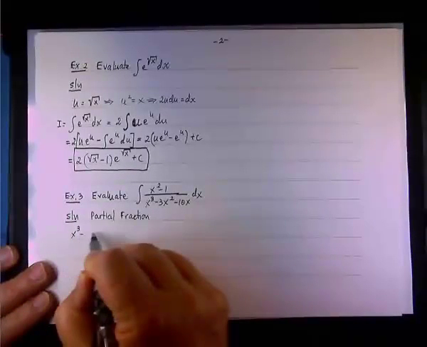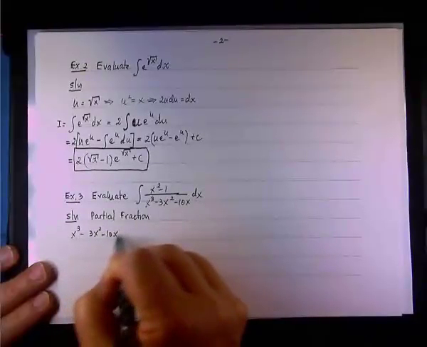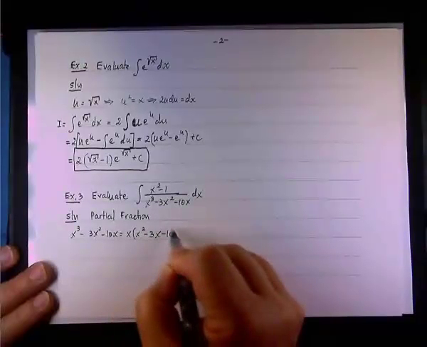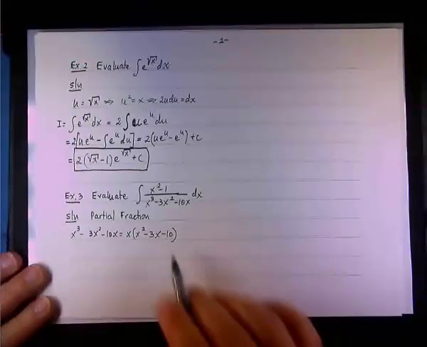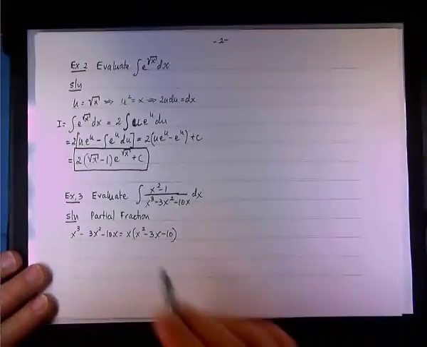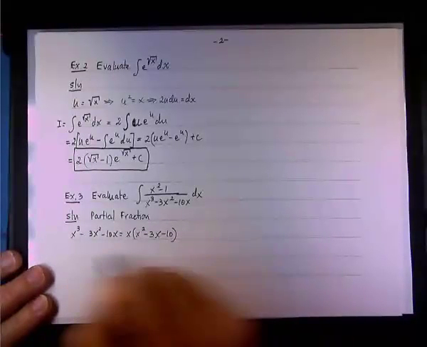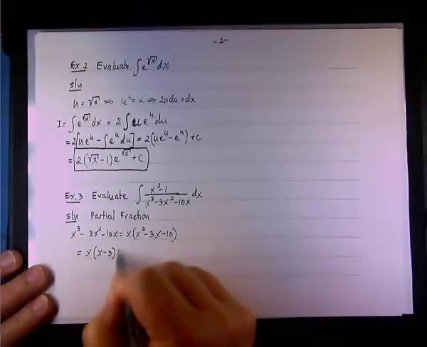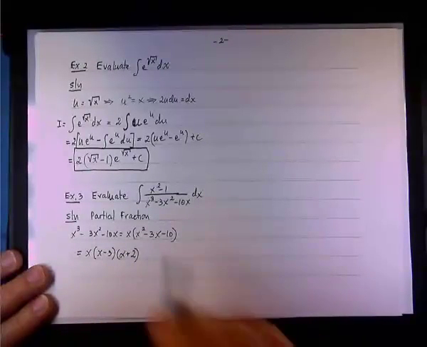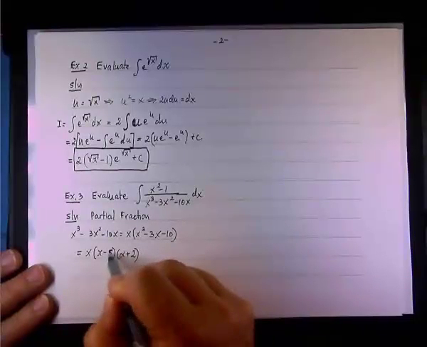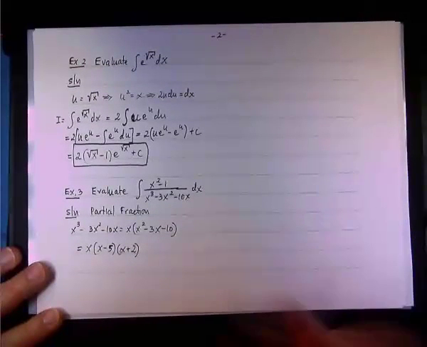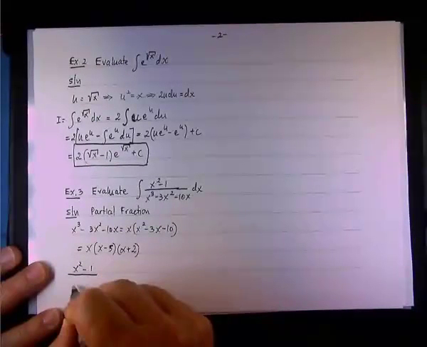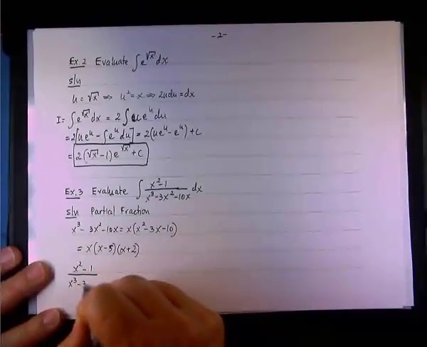Can we factor right here? First of all, we factor x cubed minus 3x squared minus 10x as x times x squared minus 3x minus 10. And the 2 and 5 will give you 3, so negative 5 and 2, so it will be x times x minus 5 times x plus 2. This will give you negative 10 and negative 3.